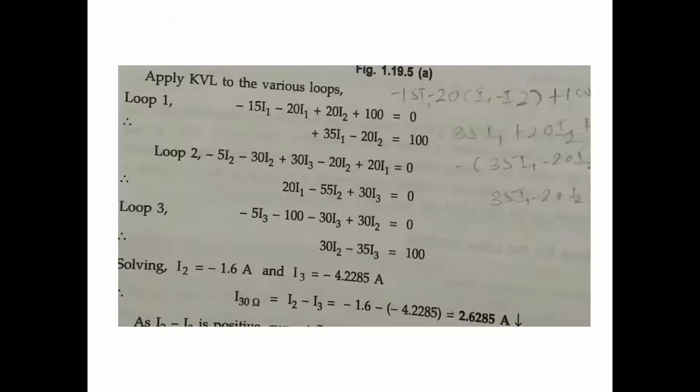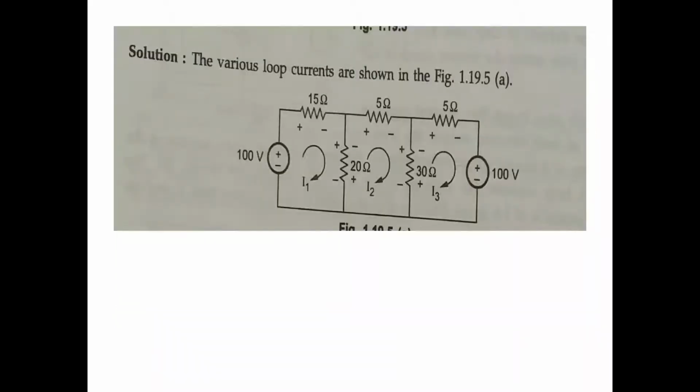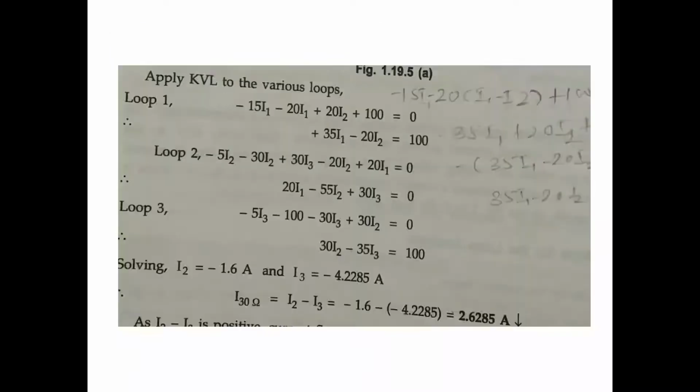In loop 3, 5 I3 minus 100 plus 2 minus, next minus 30 I3 plus 30 I2 equal to 0. After simplification, 30 I2 minus 30 I3 equal to 100. Solve the three equations with respect to the loops, that is first loop, second loop, third loop. Here we have three equations to solve for the currents I1, I2 and I3.